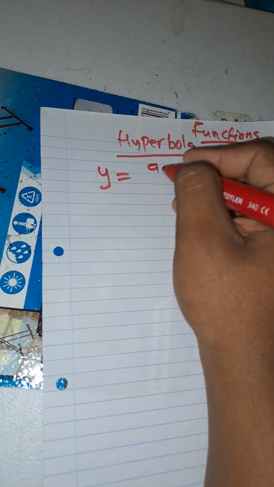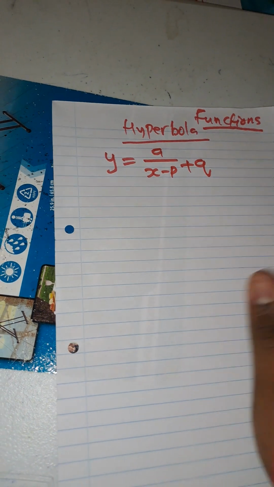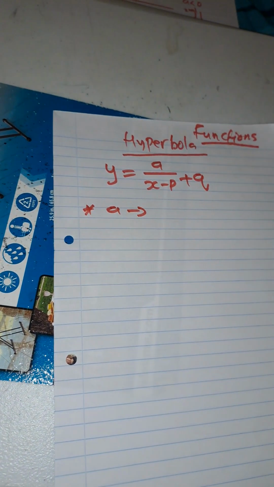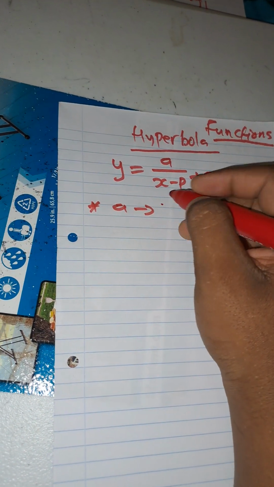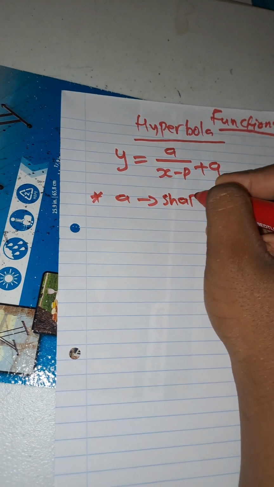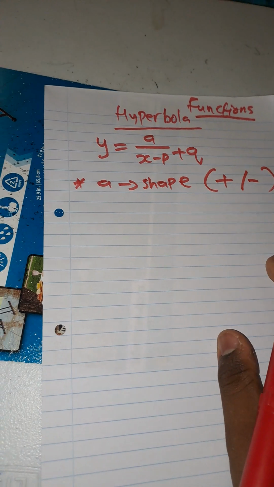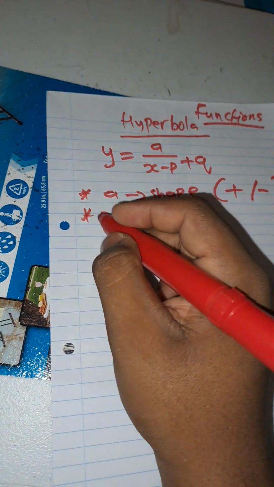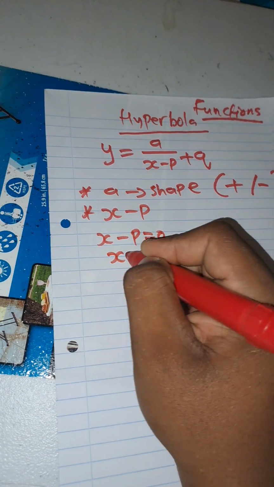y equals a over x minus p, plus q. Whereby a is what determines the shape or slope of the graph. So it indicates the shape, whereby my a might be positive or negative. The second thing, this x minus p, I can solve it: x minus p is equal to 0, and then my x is equal to p.